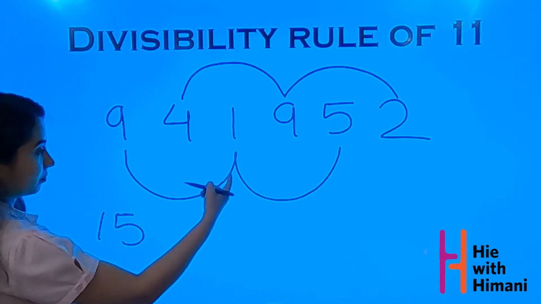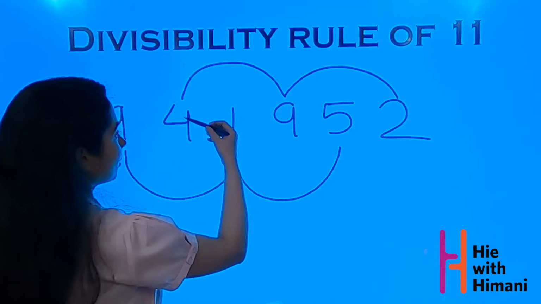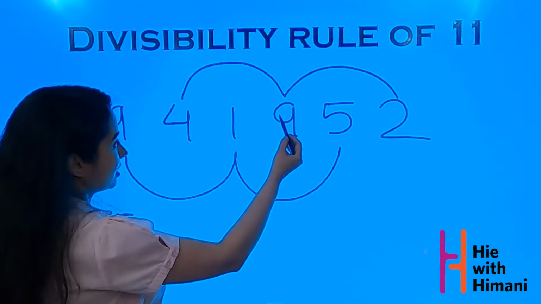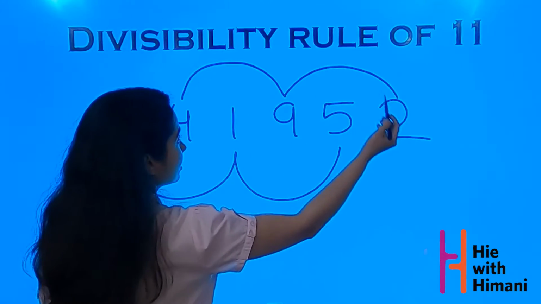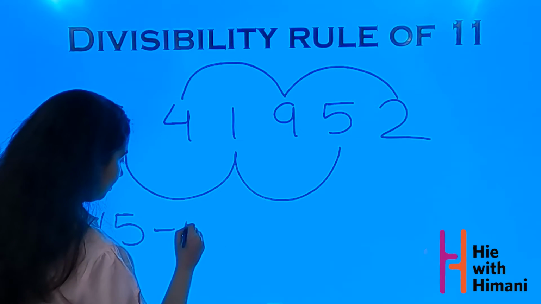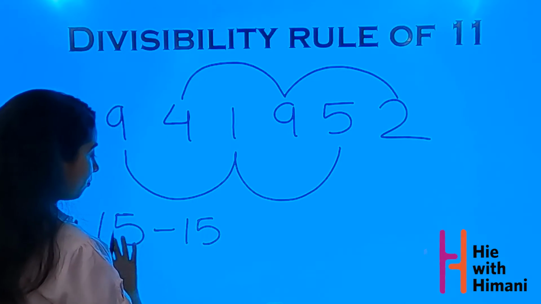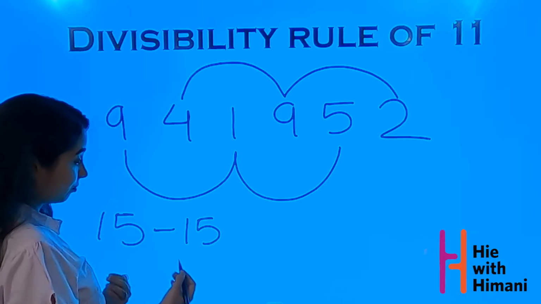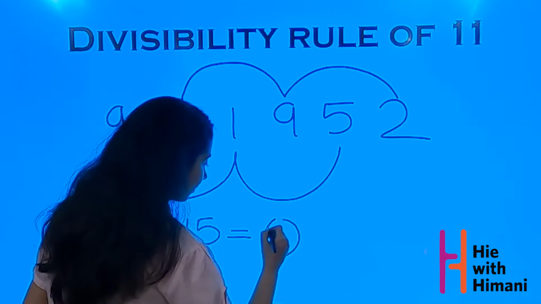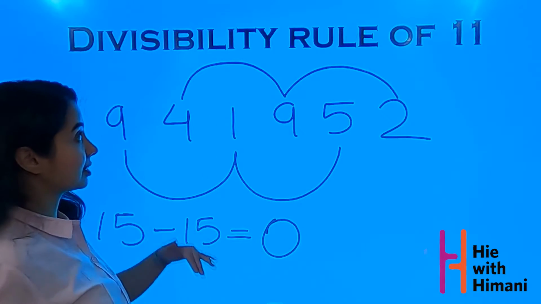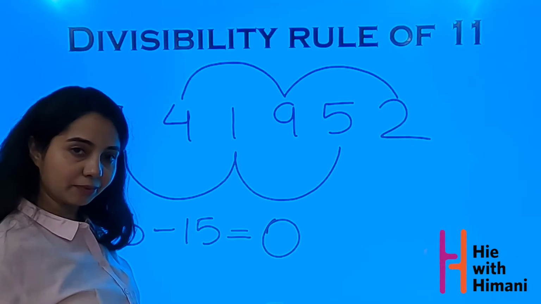This is the sum of this group. What is the sum of the other? 9 plus 4 is 13, and 13 plus 2 is 15. 15 minus 15. If both the sums are equal, or if the difference is 0, then I will say that yes, the number is divisible by 11.